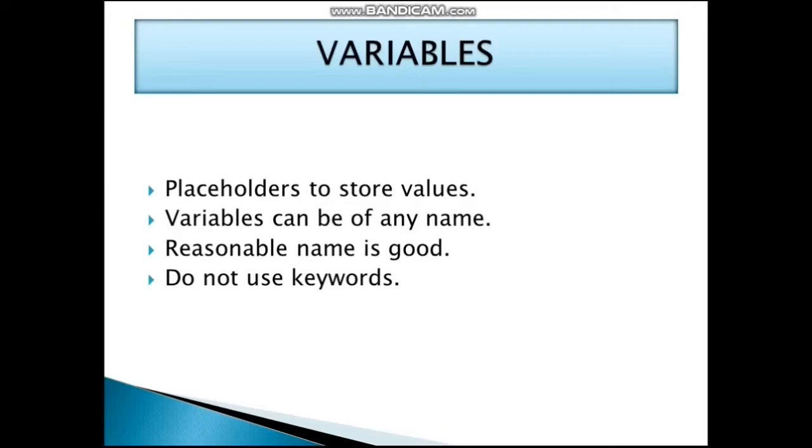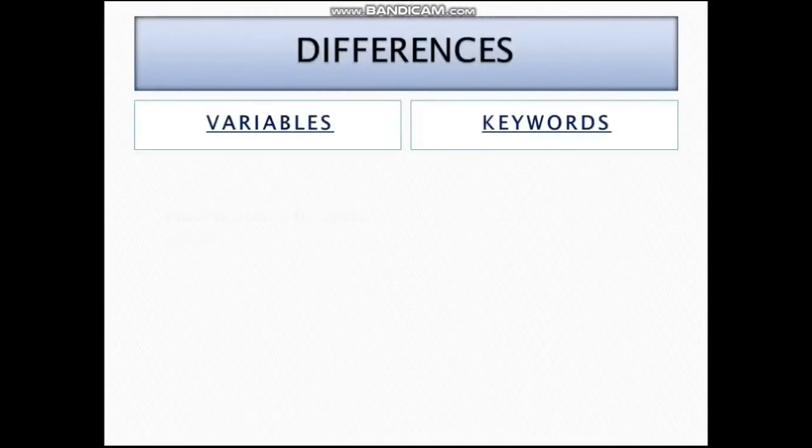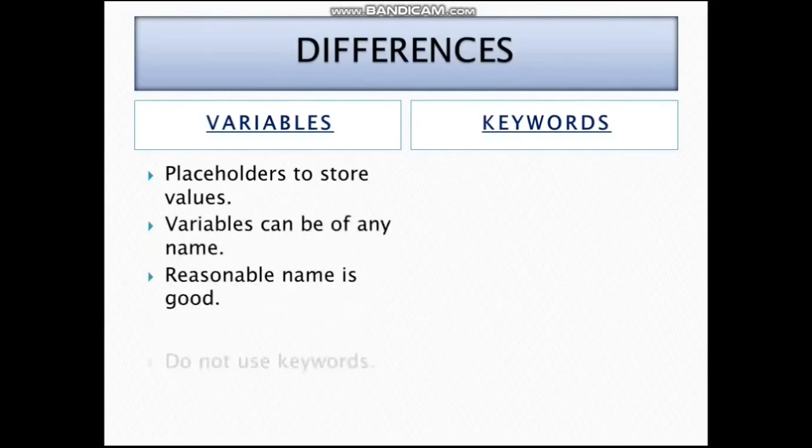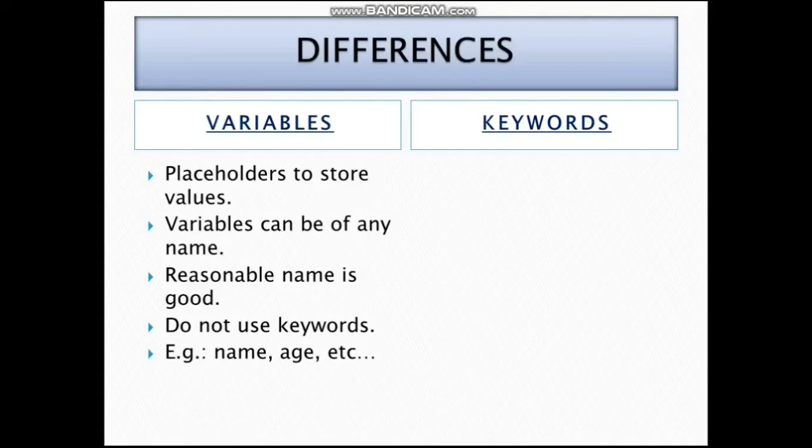Now let's learn the difference between variables and keywords. These are the points which I have shown in the previous slides. Now let's take a look at some examples of variables. So name, age, these are the variable names commonly used. Name is used to refer that this variable is holding the name of a student or an employee or something, and age resembles that this variable is holding the age of a particular person or something.